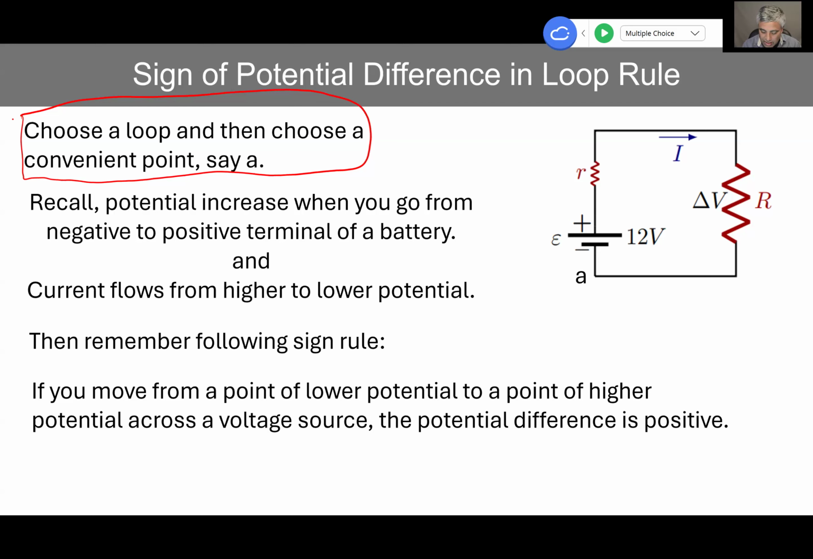Say A is here. So the loop, you can go this way, clockwise, or counterclockwise. Either way is fine. Let's say we are going clockwise. This is called a loop. And there can be more than one loop. In that case, you can say loop number 1, loop number 2, and so on.